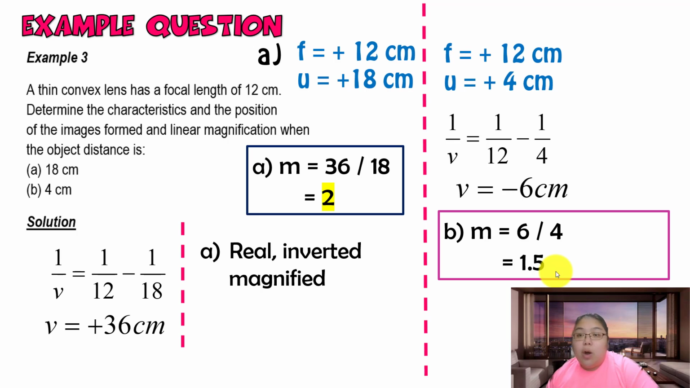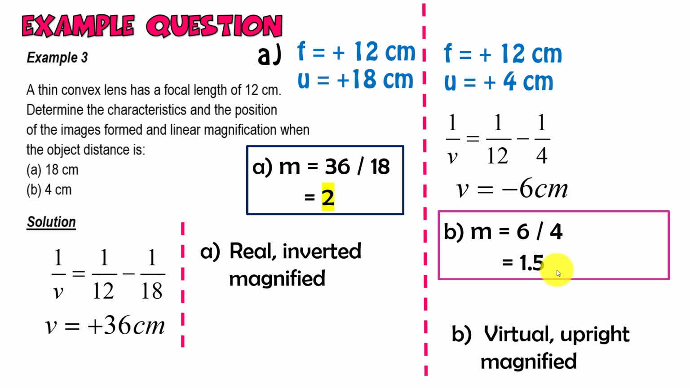So from here I conclude. If I get negative, it is virtual. Virtual image is upright. Magnification I get 1.5, more than 1, so it is magnified. So your characteristic: virtual, upright, magnified. So this one, by referring to the calculation, we get the characteristic.